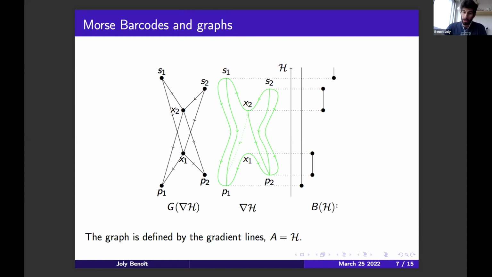And actually, we can prove that the barcode I obtain does not depend on the choice of the Riemannian metric, and only depends on the Morse function, and is equal to the barcode we obtain from the Morse homology.